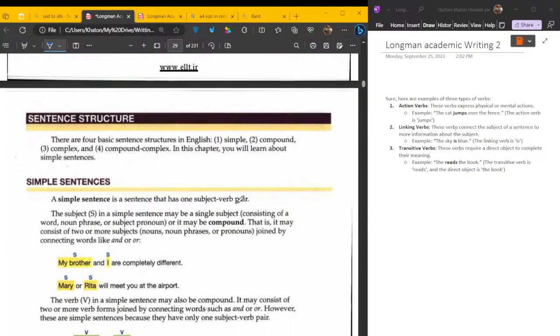There are 4 basic sentence structures in English: 1 simple, 2 compound, 3 complex, and 4 compound complex. Okay. Simple, compound, complex, and compound complex. In this chapter, you will learn about simple sentences. Okay, simple sentences. Let's go on.